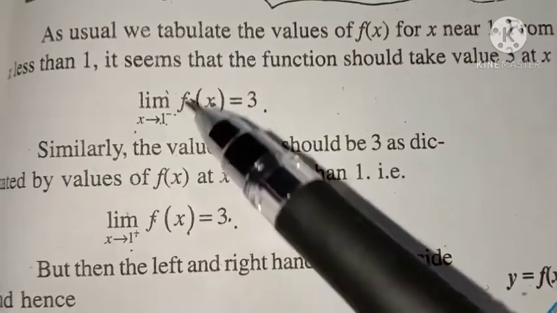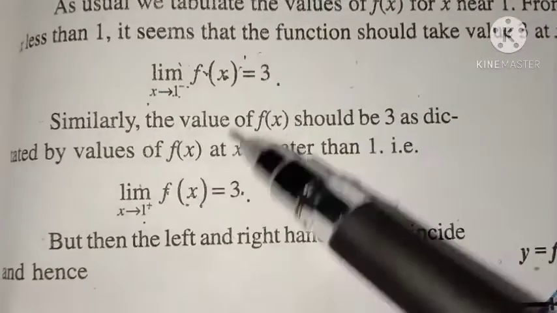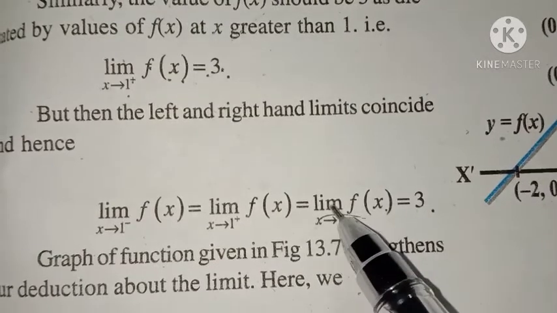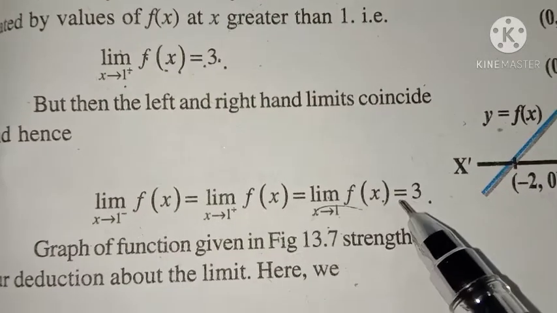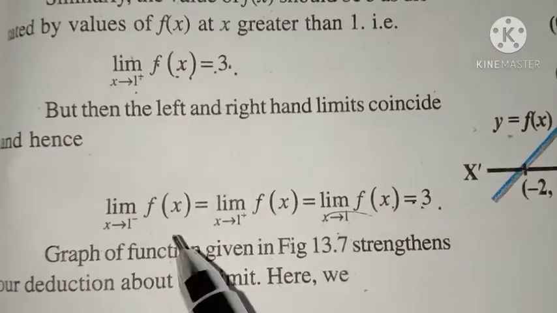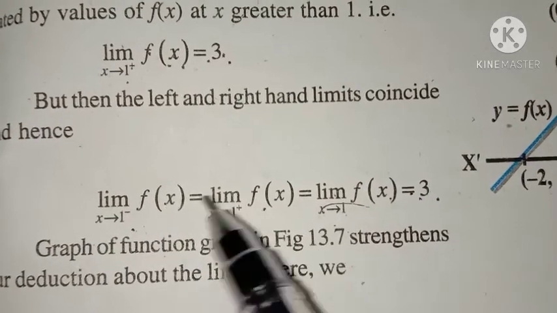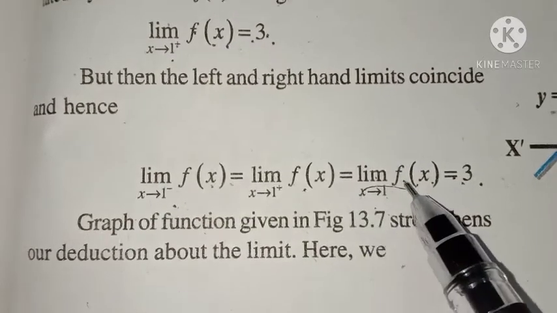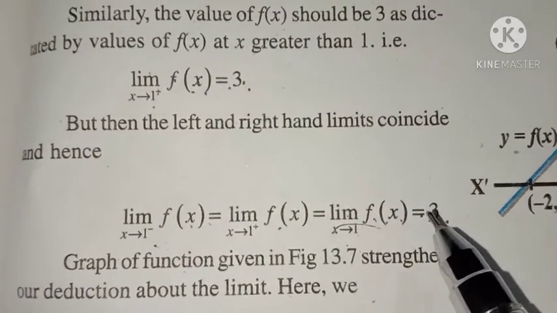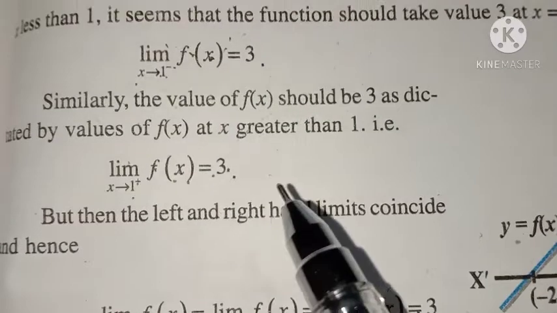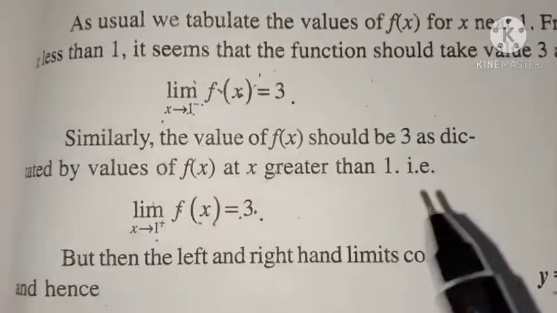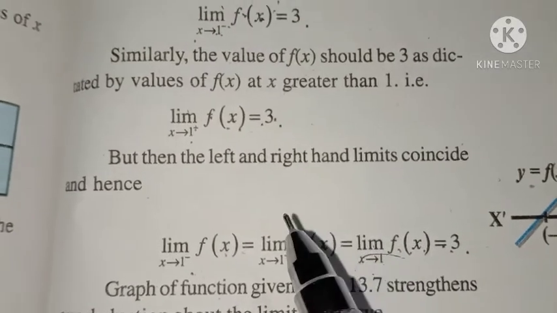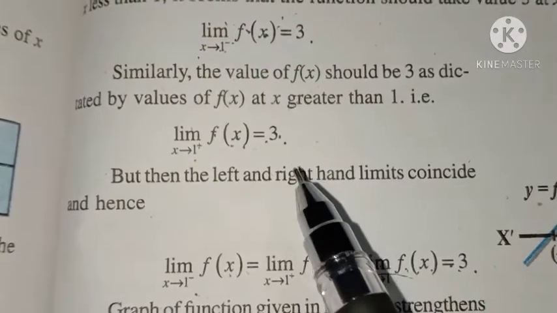So the left hand limit and right hand limit both are equal. So we can say that the limit of the function, limit x tends to 1 f of x, equals 3. Left hand limit and right hand limit both being equal, the limit of the function is equal to 3. So in this manner we can easily find the limit of any function. You have to find the left hand limit and right hand limit and verify both the limits are equal.